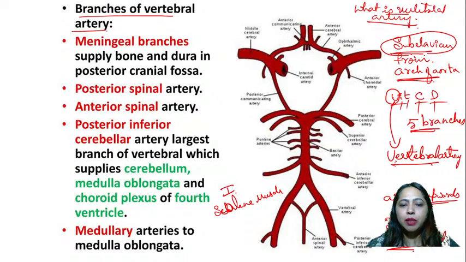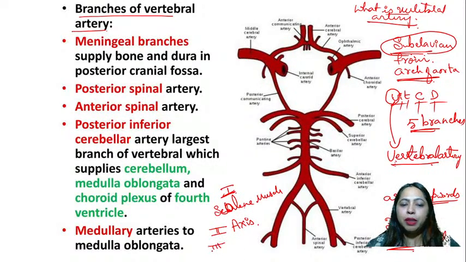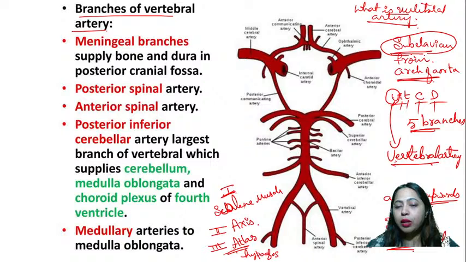Okay, near the first part, it is near the scalene muscle. And the second part lies near the axis vertebra. And third part of the vertebral artery is related to the atlas. And it is also very important. You must remember that it is very closely associated with the hypoglossal and the C1 nerve.